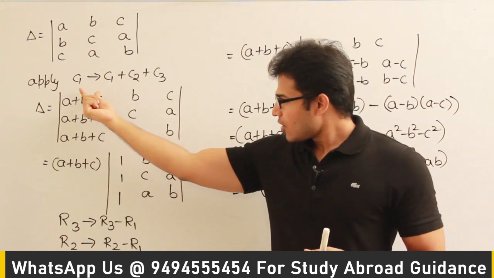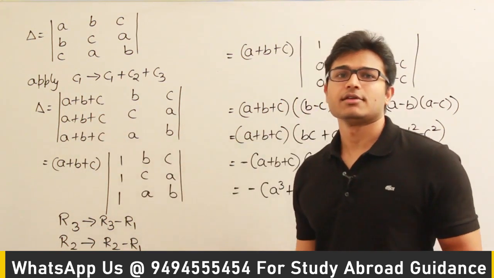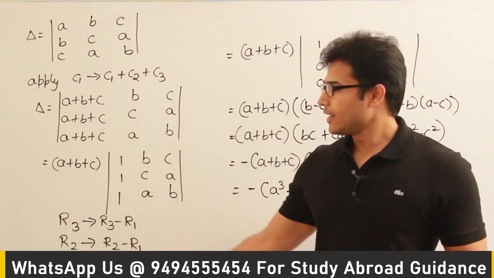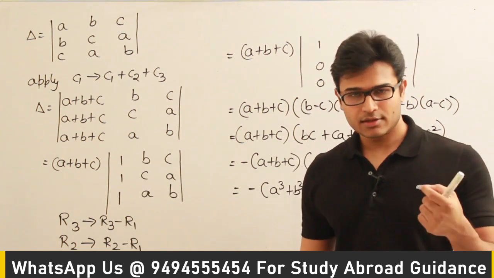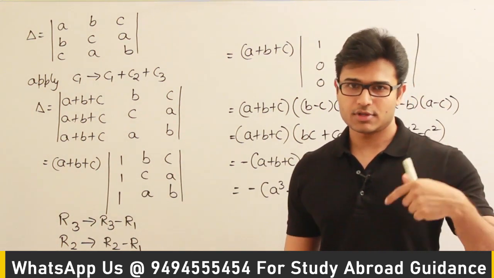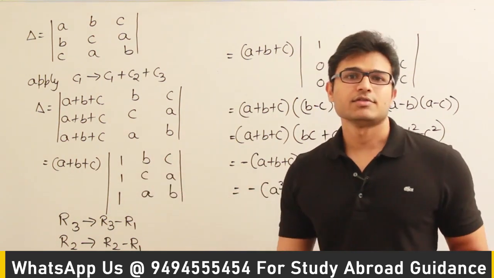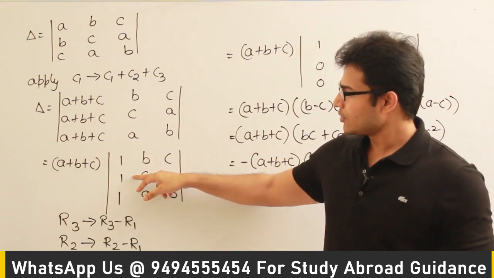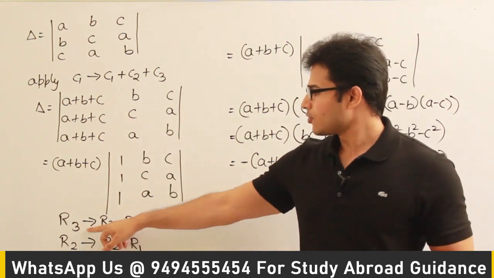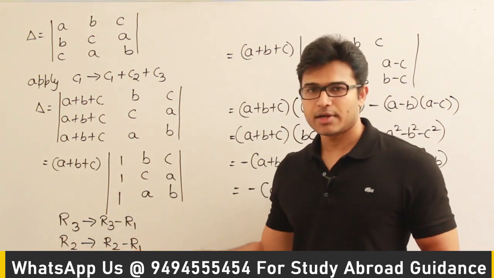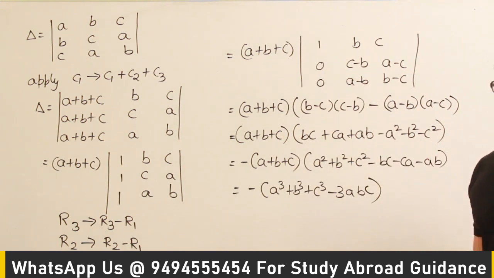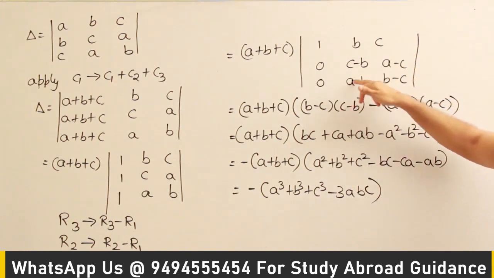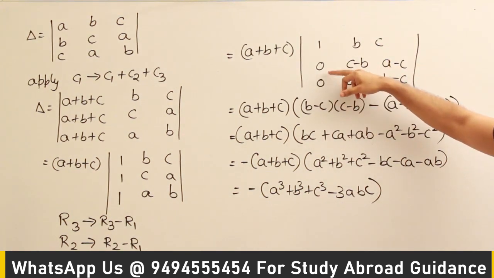If you observe, all of them have a common factor, which is A plus B plus C. Therefore, I am going to take out that common factor A plus B plus C. Then I get 1. Whenever you get 1 in most of the elements of a column or a row, then we can make the other elements zeros. For that, from row 3 I'm going to subtract row 1, and from row 2 also I'm subtracting row 1. Then I get these two elements as zeros.